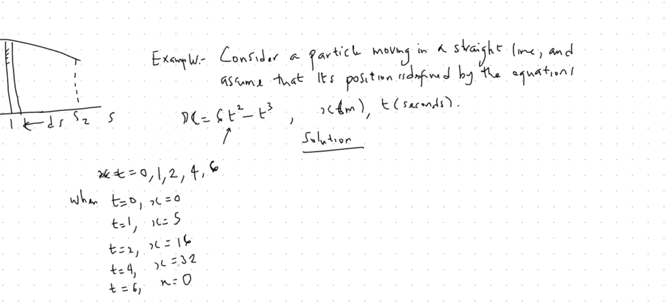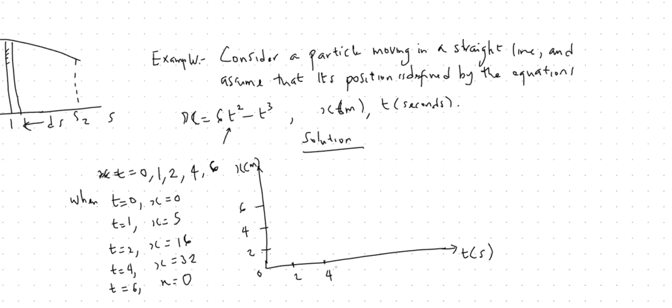So I have my vertical as my position, x in meters, and my horizontal as my time, t in seconds. Let's give it 0 because of space, then 2, 4, 6. And then my time, 2, 4, 6. So if that be the case, let's plot our graph.